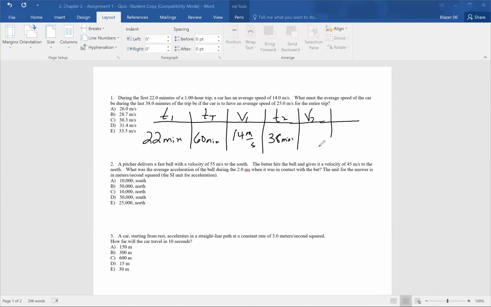Now, in order to do this, the most useful information they gave me was the average. It says if the car should have an average speed overall, which means my total average is 25 meters per second for the entire trip. So that means, if you listen very carefully, if I can find the speed for the second half of the trip, then that average speed would be the speed for the entire trip.